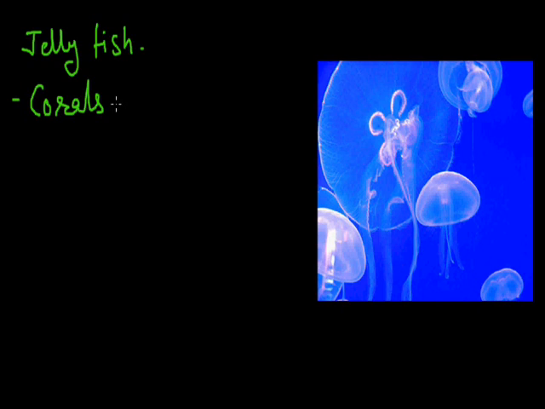There are other animals, such as the jellyfish. Jellyfish is also an example of this group. Another important animal of this group is the coral. Corals are beautiful animals in the ocean, and they are also an example of this group. This is the jellyfish. It has a transparent body, so we call it a jellyfish, but it is not a true fish. Fishes are classified in a different class.